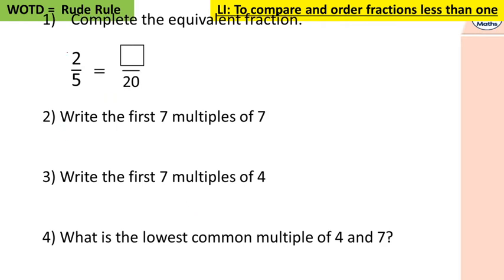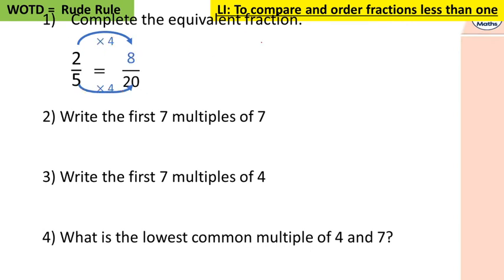Okay, so we have to convert 2/5 into an equivalent fraction. Remembering the rude rule, whatever you do to the top, you do to the bottom. So to get from 5 to 20, I have to multiply by 4. 5 times 4 is 20. If you times the bottom by 4, you have to times the top by 4. 2 times 4 is 8. Put that in. Let me just erase those.